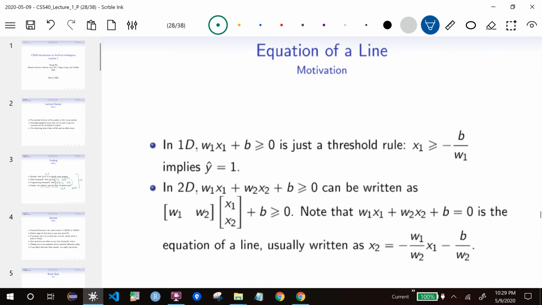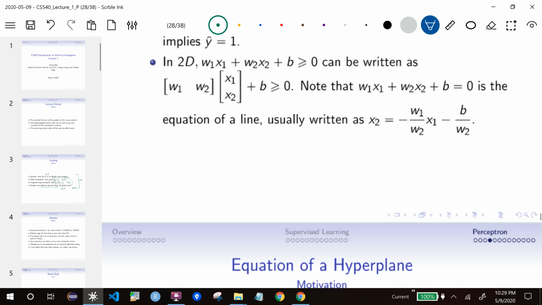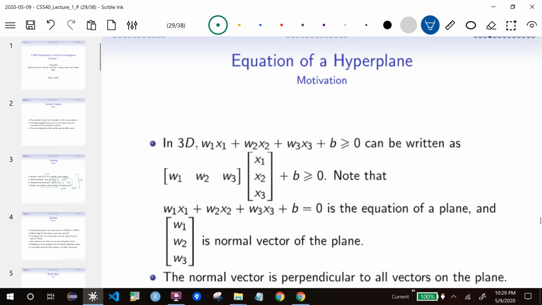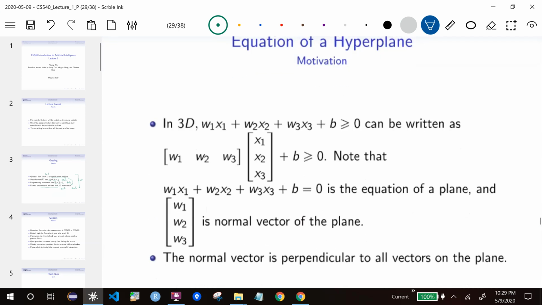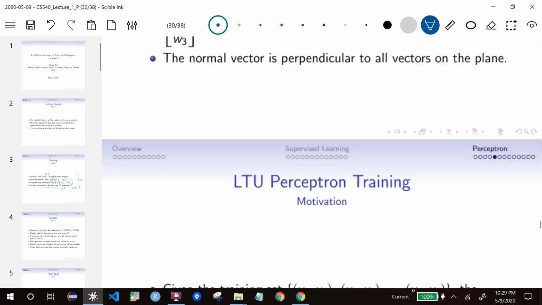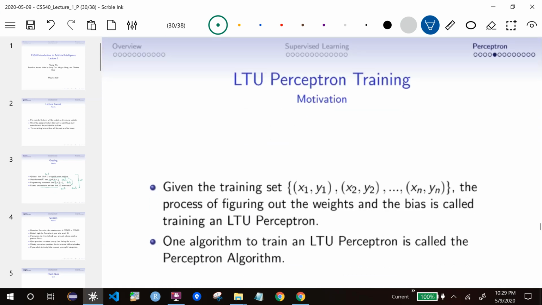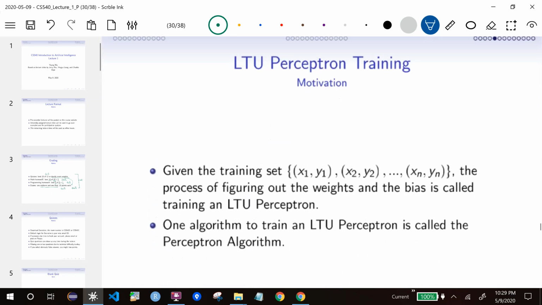We talked about the equation of a line already, so I'll skip this slide. And we talk about the hyperplane thing. As I said, I will talk more about it in the homework 1 video, so I will skip this as well. And now the important part.